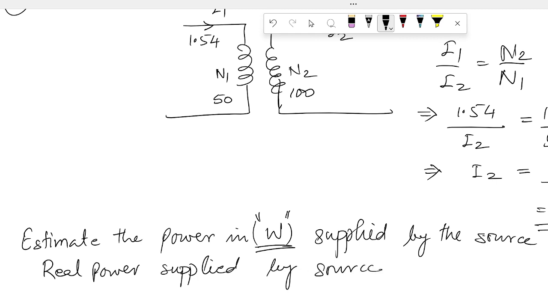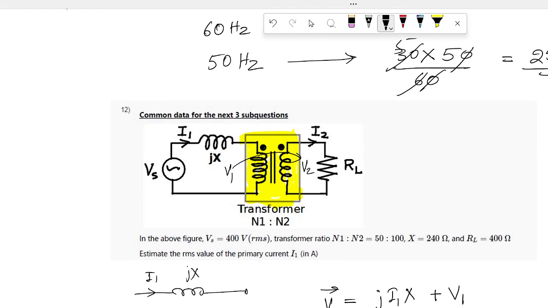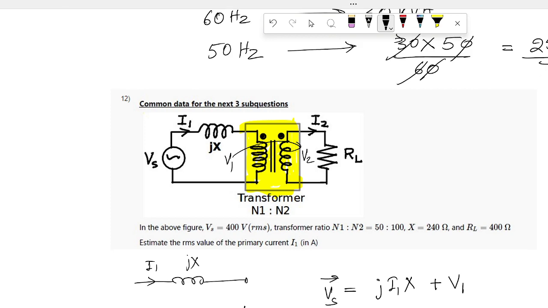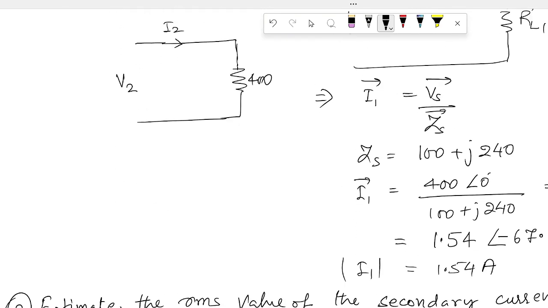Sir, please scroll down the screen. I want to see the power factor. How much was the value?